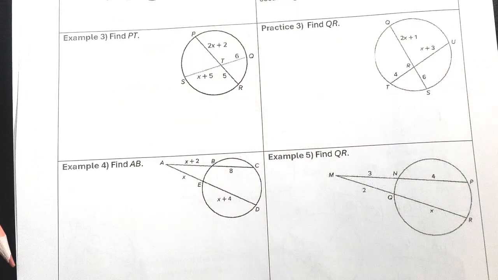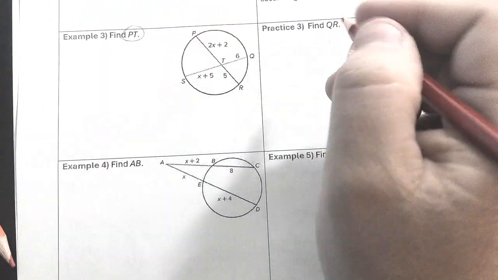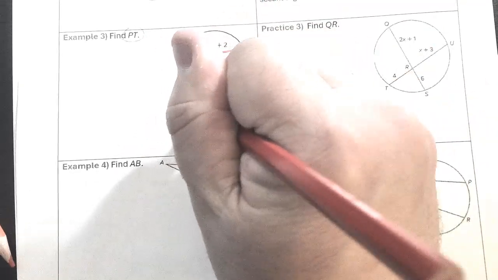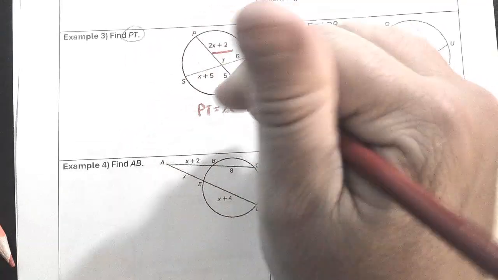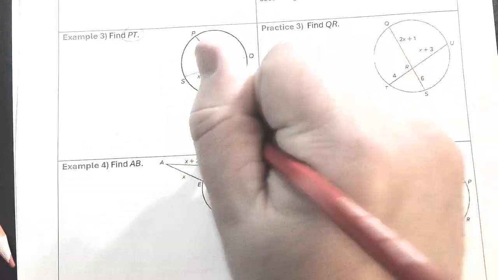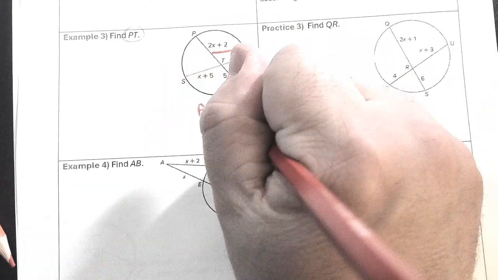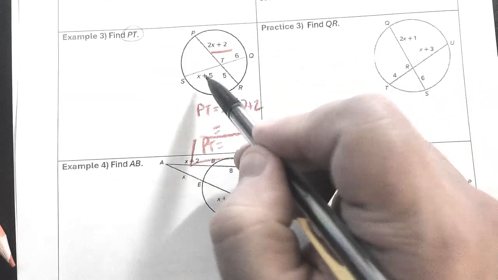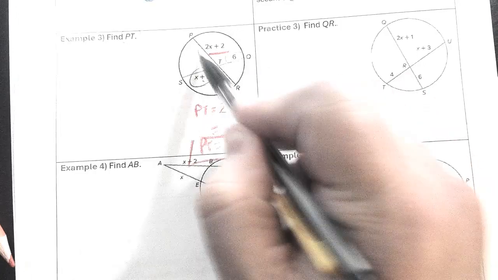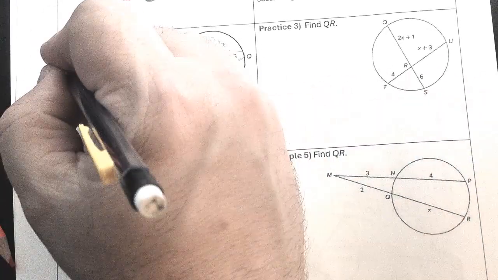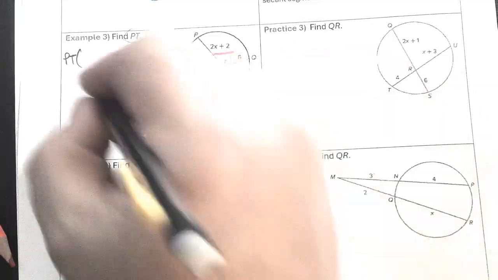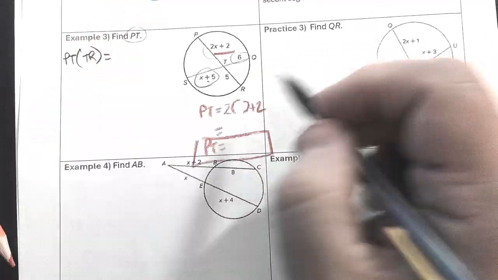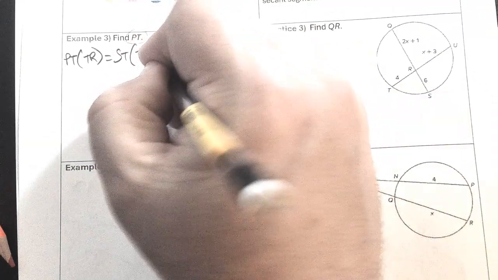All right, so example 3. Find PT. PT here is 2 times x plus 2, and then we'll plug it in. So this time it's a section times a section, section times a section. Here it's PT times TR, because these are inside, and then ST times TQ. So let's just fill in.